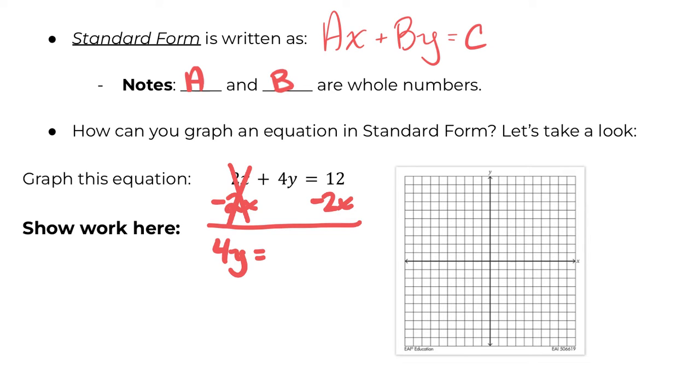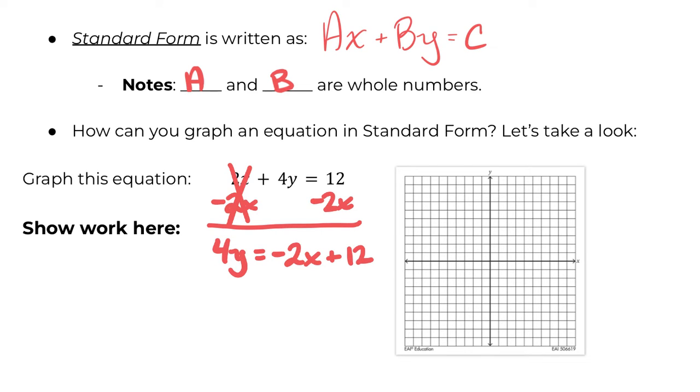Now, it's tempting to write 4y equals 12 minus 2x. However, let's put the x value first, because if we're converting this to slope-intercept form, we need that x value to be the first value on the right side of the equation, because that's going to be our slope. So negative 2x plus 12 will be a better way to write this.